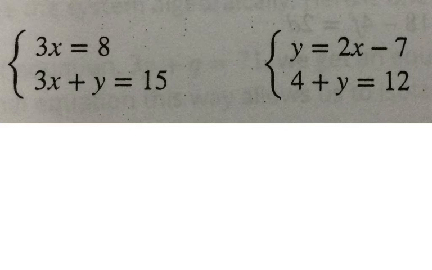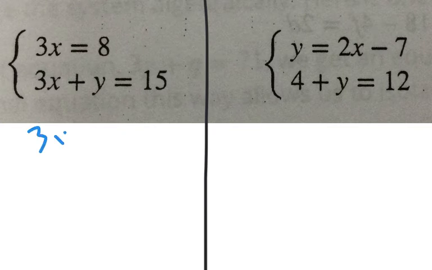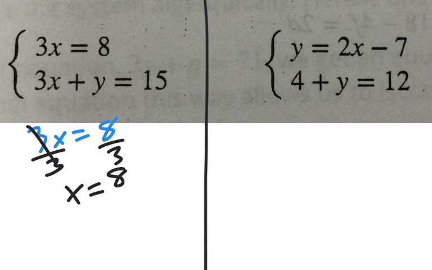So the first thing I need to do is pick an equation to isolate a variable. I'm looking at number 3. So I don't have a variable by itself. So let's pick one to get by itself. I would choose the top one. And so to get x by itself, I need to divide by 3. And so that tells me x is 8 over 3.